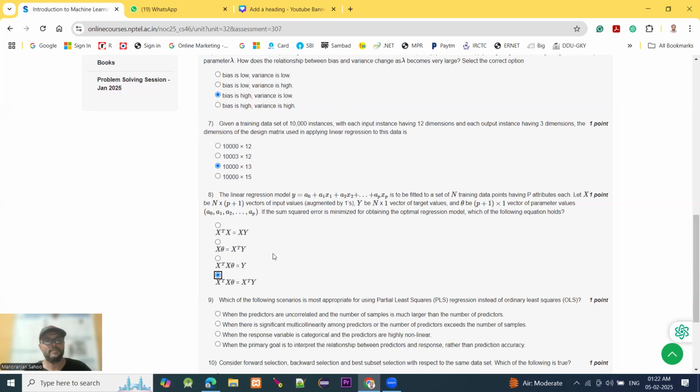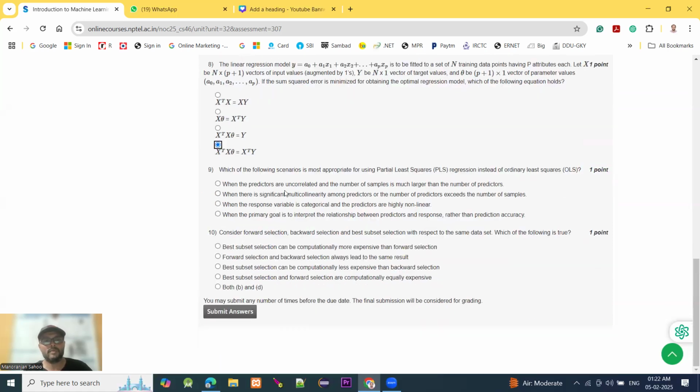Question 8, Option D. Moving to question number 9, which of the following scenarios is the most appropriate for using partial least squares (PLS) regression instead of ordinary least squares (OLS)? Four options. Out of the four, the most appropriate is when there is significant multicollinearity among predictors or the number of predictors exceeds the number of samples. Question 9, Option B.